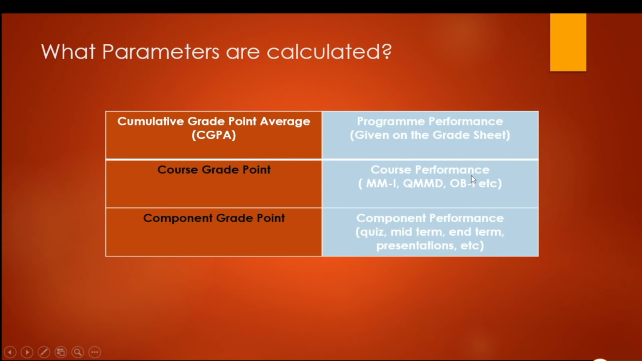This indicates course performance. So Marketing Management 1 will have its own grade point. Quantitative Management will have its grade point. OB1 will have its own course grade point. I will show it to you on the mark sheet or the grade sheet, which will be used in this particular exercise. Component grade point will be calculated. So component performance, that means grading for quiz, midterm, end term, presentations, will give grades to each component.